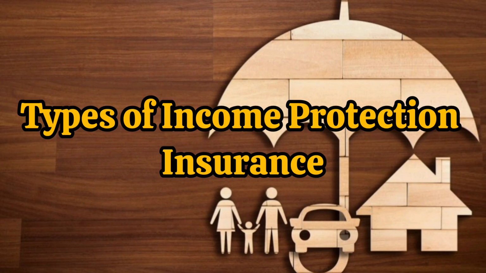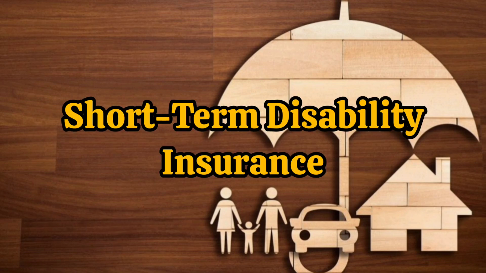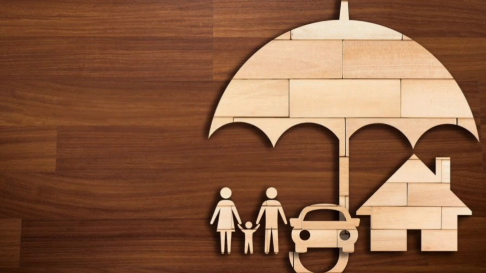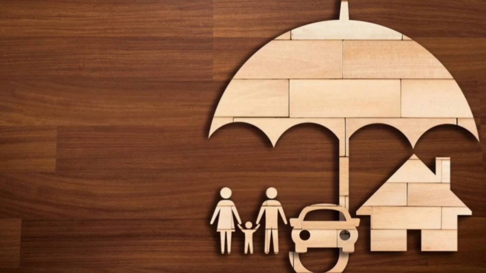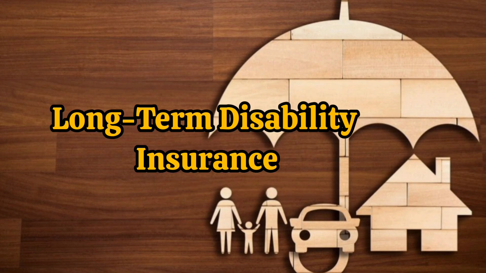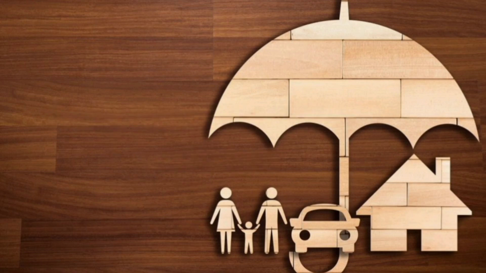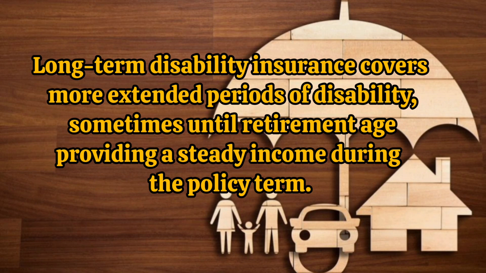Types of income protection insurance. Short-term disability insurance. Short-term disability insurance typically covers disabilities that last for a few weeks to a few months. Long-term disability insurance. Long-term disability insurance covers more extended periods of disability, sometimes until retirement age, providing a steady income during the policy term.